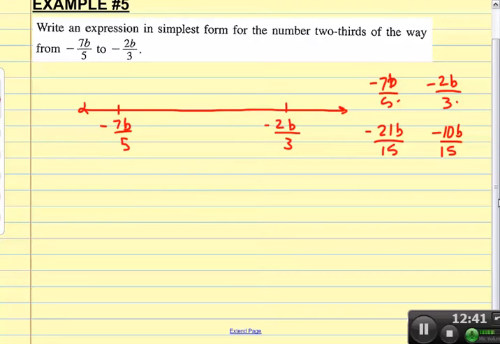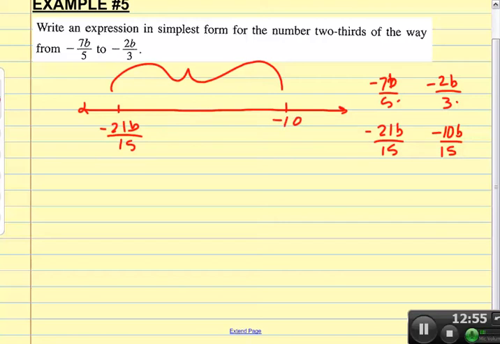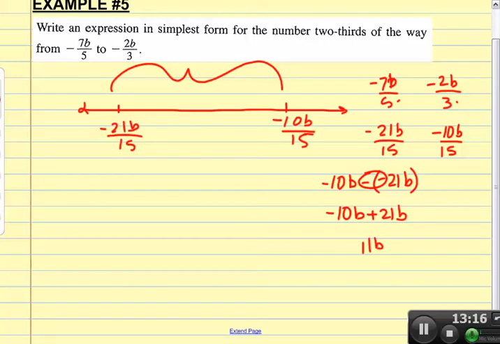All right? Now, let's find out the distance between them. Okay? What is this distance? I'm going to change these numbers to the common denominator. It's negative 21b over 15 and negative 10b over 15. So what's that whole distance? Well, it's just the subtraction, right? Negative 10b minus negative 21b, and that's going to turn into a plus, so negative 10b plus 21b gives us 11b. Okay, so this whole distance is 11b over 15.